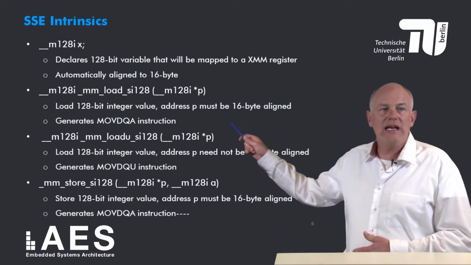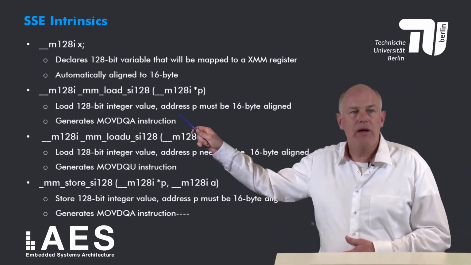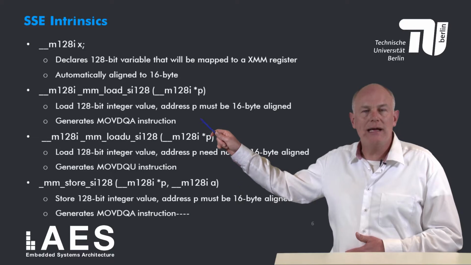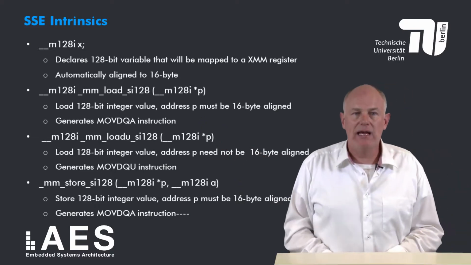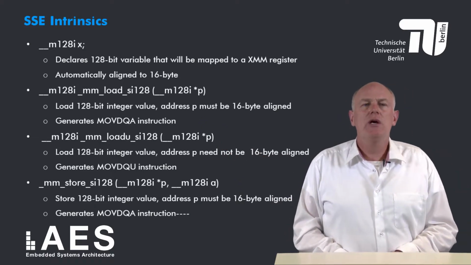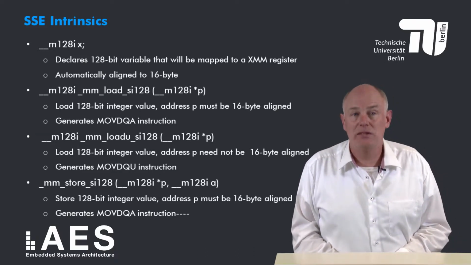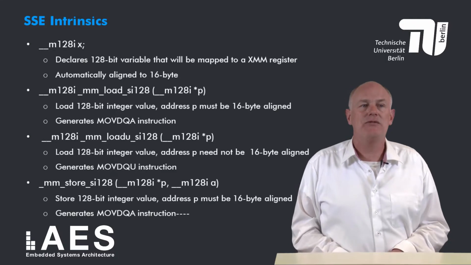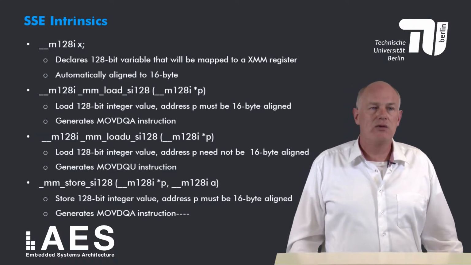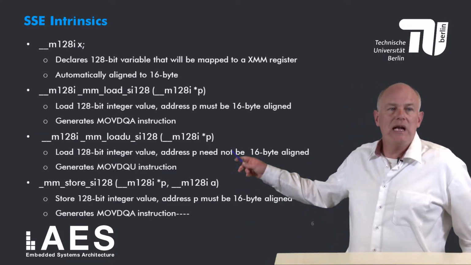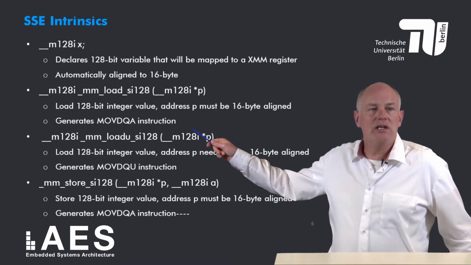And furthermore, if you declare this data type, then the compiler will align it to a 16-byte boundary so that we can use aligned loads and stores, which, as we know from the previous lesson, are much faster than unaligned loads and stores. Then we have a load instruction illustrated here.